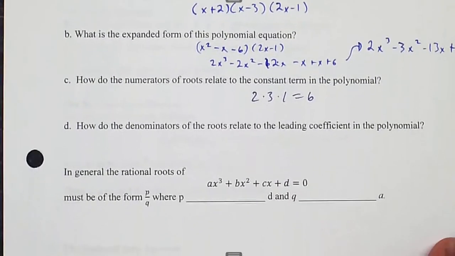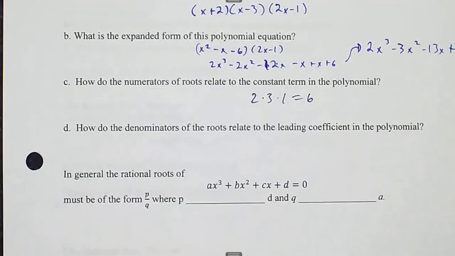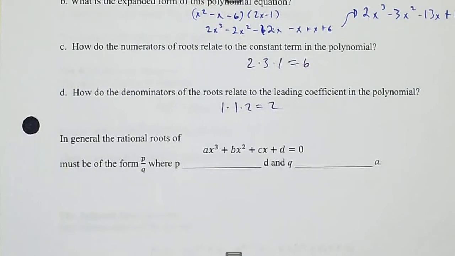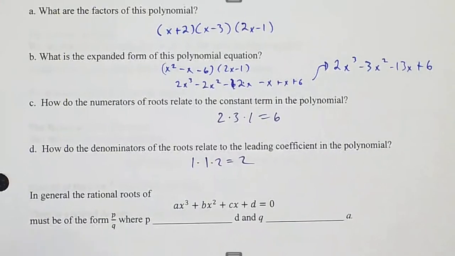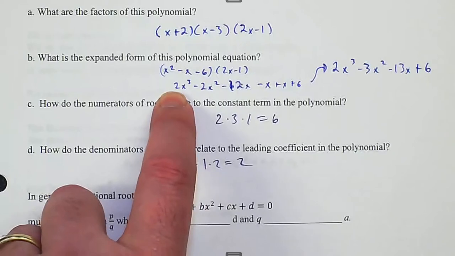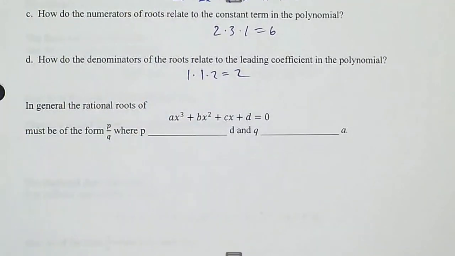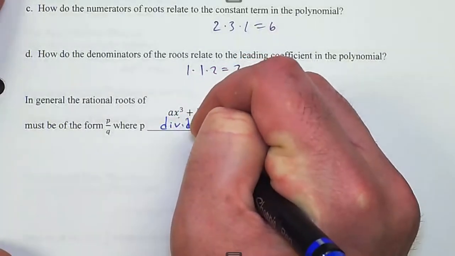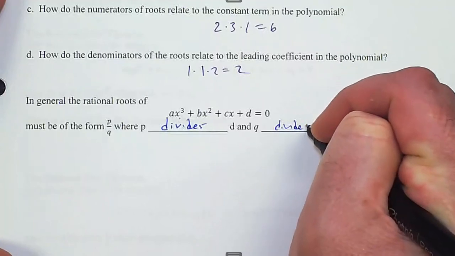Okay? How do the denominators of the roots relate to the leading coefficient? 1 times 2 is equal to 2. So we see that in larger polynomials, this same thing is happening: the roots have to be some fraction where the numerator evenly divides the constant, the term at the end, and the denominator divides the term at the beginning. So in general, the rational roots of some cubic equation, ax cubed plus bx squared plus cx plus d equals 0, must be of the form p over q, where p divides d and q divides a.